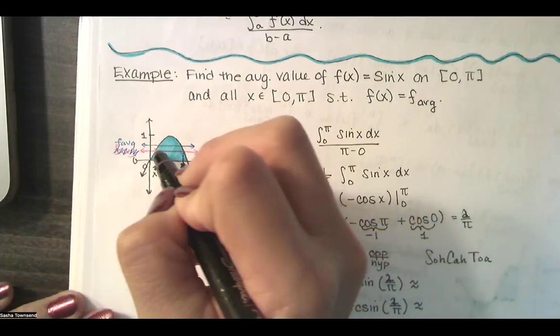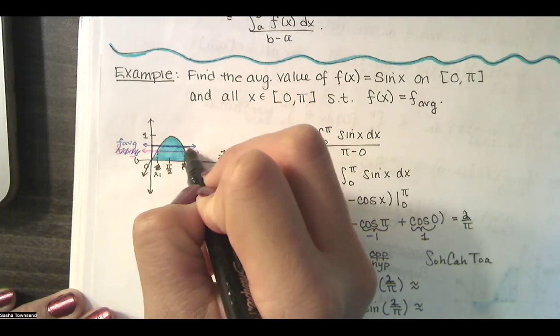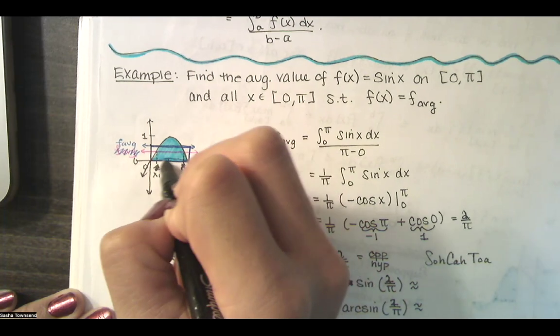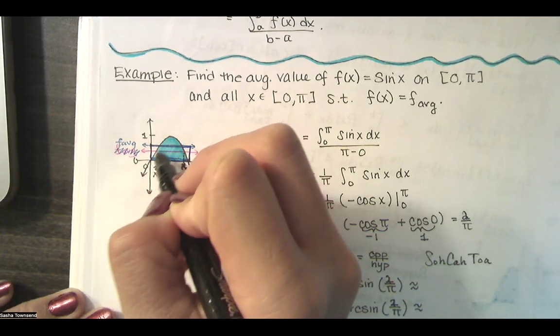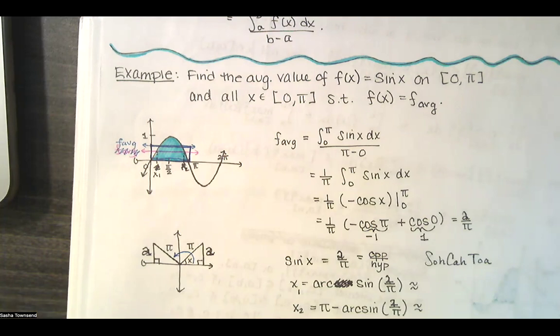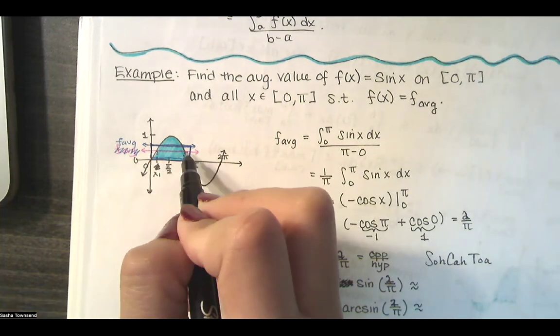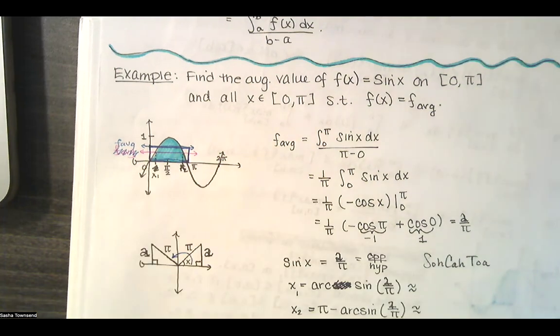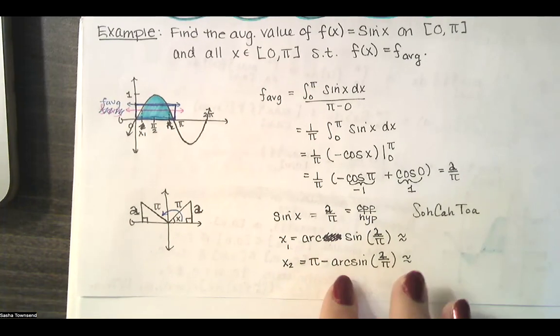All right. Question: is the area of this rectangle the same as the area under the curve? And I think it might be. If I tried to draw the area of this rectangle, is that the same as the area under the curve? I don't think so. Okay. So we know that those are our values.